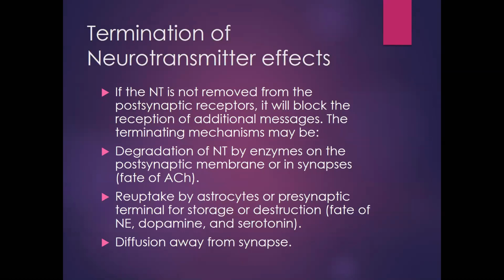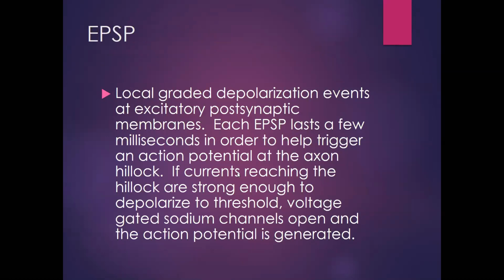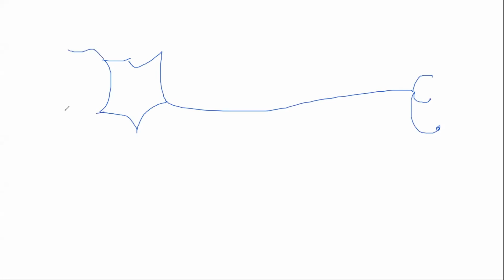Now we want to go on to things called EPSPs. We already talked about this last week, that EPSPs are local graded depolarizations. In fact, I'm going to go to my whiteboard and draw some stuff. We talked about this last week. So here is my neuron, and then I have my dendrites where I'm going to get a signal.